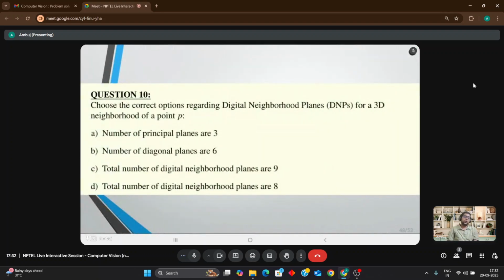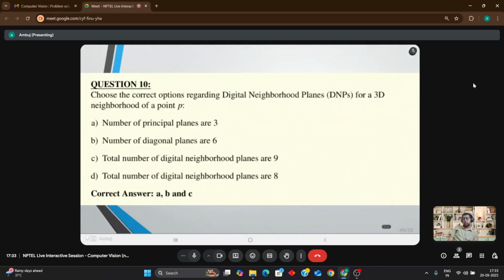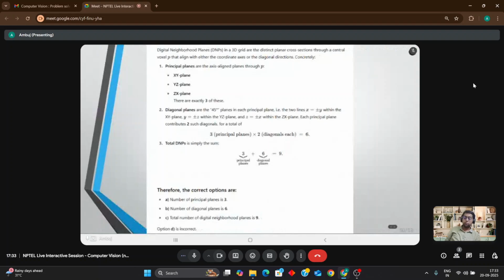Question number 10. Any questions for the current session? Okay. Choose the correct options regarding the digital neighborhood planes, DNPs. For a 3D neighborhood of a point P, the number of principal planes is 3, the number of diagonal planes is 6, the total number of digital neighborhood planes is 9, and the total number of digital neighborhood planes is 8. Correct options would be A, B, and C.